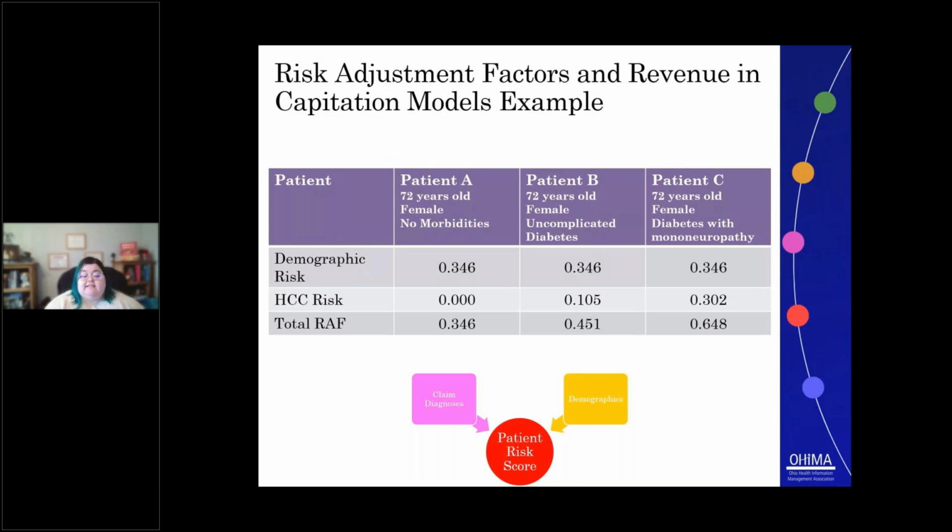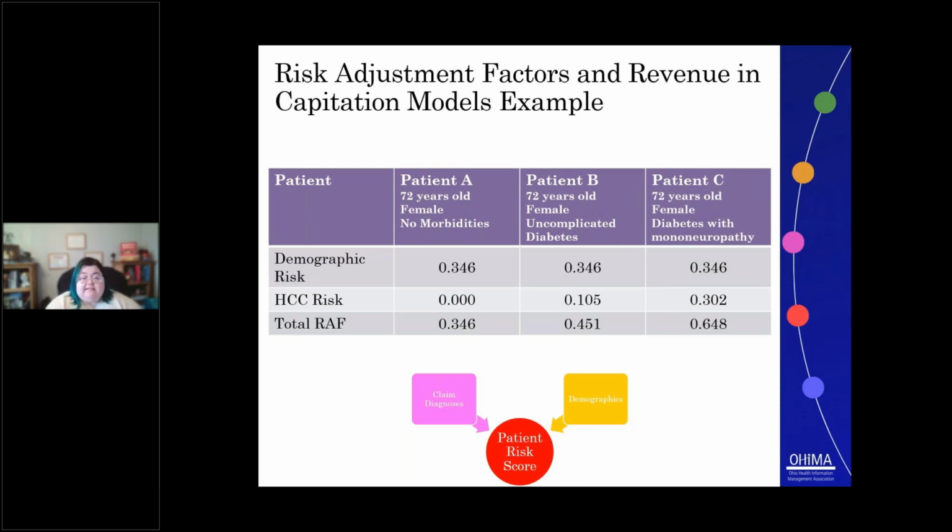Now let's say patient C has had several visits, the first of which has that same E11.9 diagnosis code, but then several more recent visits with a diagnosis code of E11.41, which is type 2 diabetes with diabetic mononeuropathy. So the HCC weight for diabetes with a chronic complication, or HCC 18, is 0.302. And so when added to patient C's demographic risk score, you get a total risk adjustment factor of 0.648.